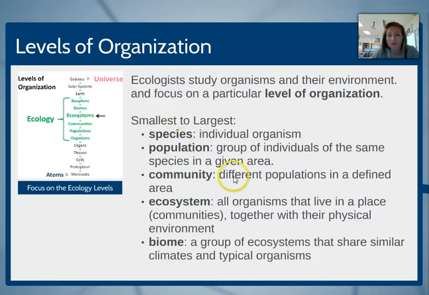You have a population when you have a group of individuals of the same species in a given area. Community would then be different populations in a defined area. An ecosystem then builds off of that. You have several communities together with their physical environment. So now the difference here with ecosystem, we have the communities and the environment all at the same time that we're focusing on. And then a biome would be a group of ecosystems that share similar climate and typical organisms.